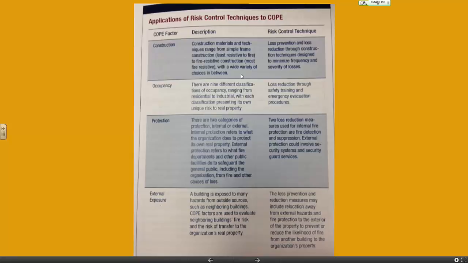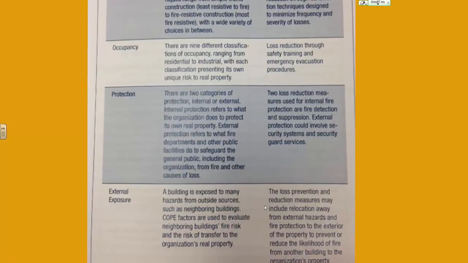So what materials and how fire resistive are the materials that the building is made of? What types of individuals occupy the building? Protection primarily relates to the access fire departments have to the property. And external exposure relates to the neighboring buildings. Even the difference between being close to a restaurant with a fire source and a retail store can be significant when it comes to external exposure.